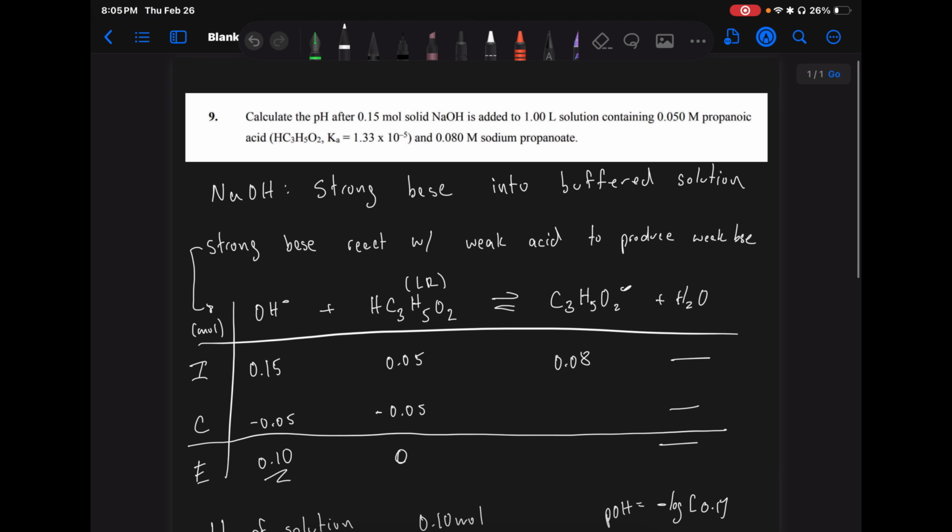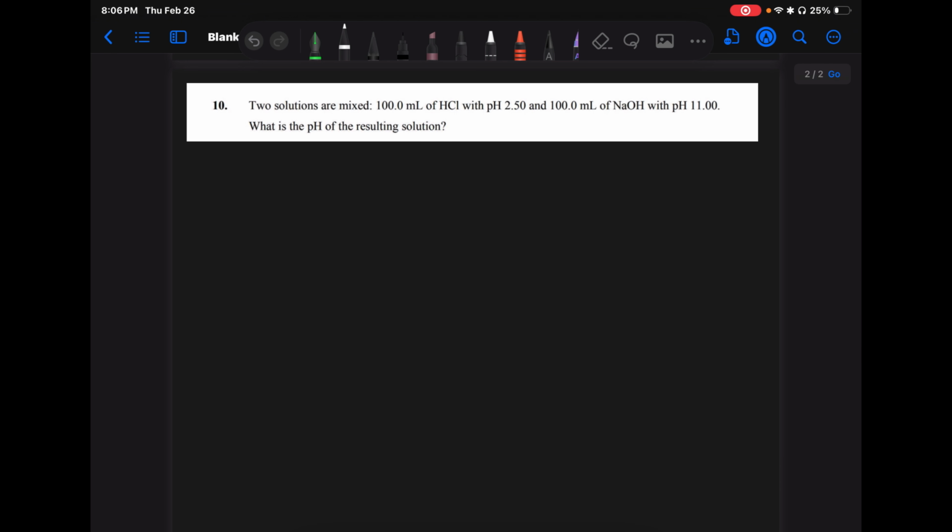That's what the pH is. So yeah, that's pretty simple. On to the next one. Okay, so here is the next question. Two solutions are mixed. We got an acid and we got a base in differing amounts. What is the pH of the resulting solution?